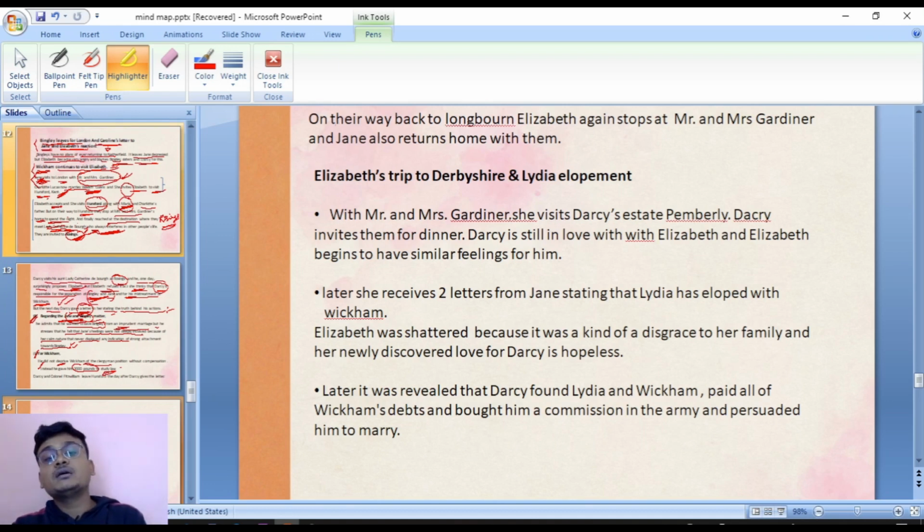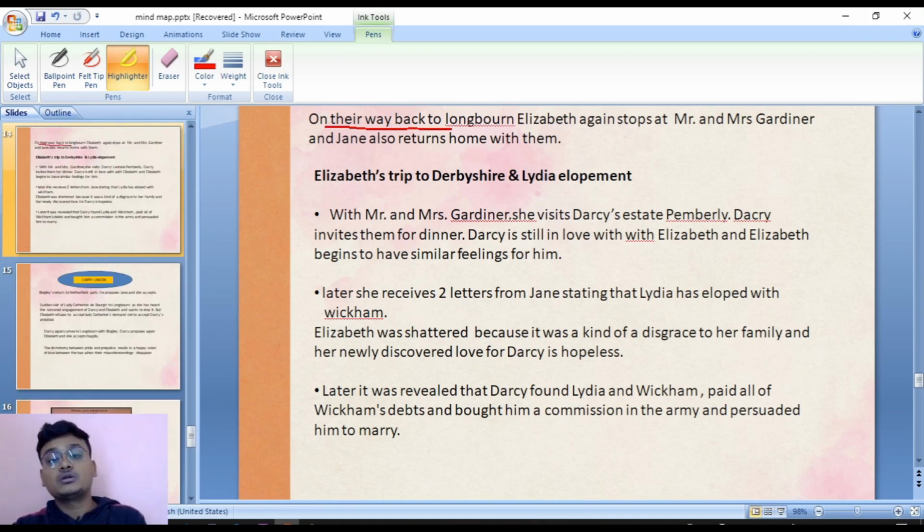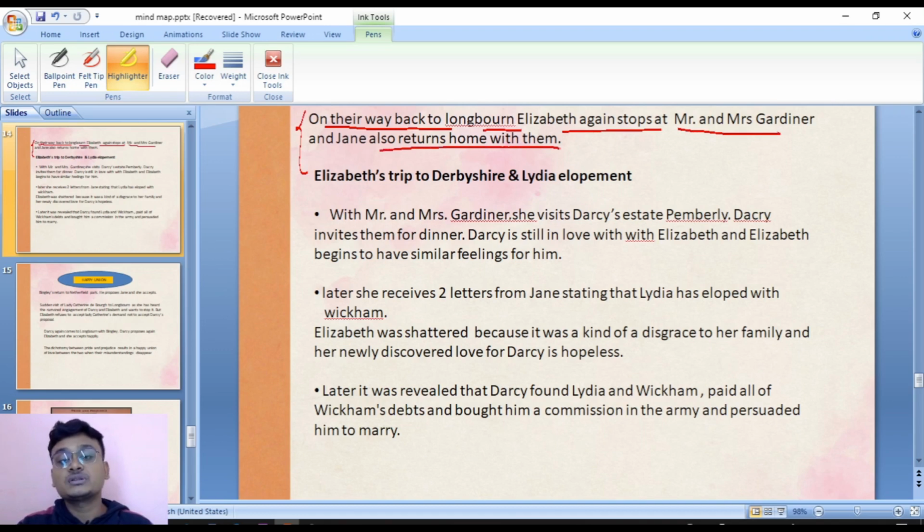On their way back to Longbourn, Elizabeth again stops at Mr. and Mrs. Gardiner's, and Jane also returns home with them. Earlier I mentioned that Jane was at the home of Mr. and Mrs. Gardiner when Elizabeth, along with Maria and Sir William Lucas, was returning from Hunsford. Elizabeth stops again at the Gardiners' house, where Jane was staying, and they all return home together.